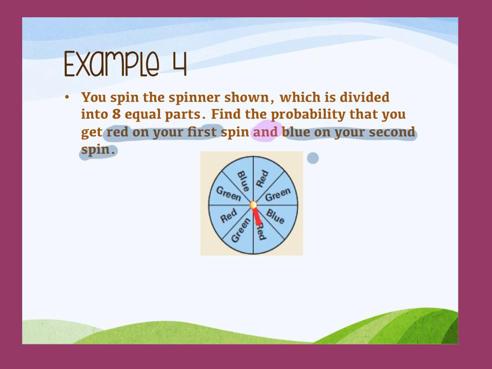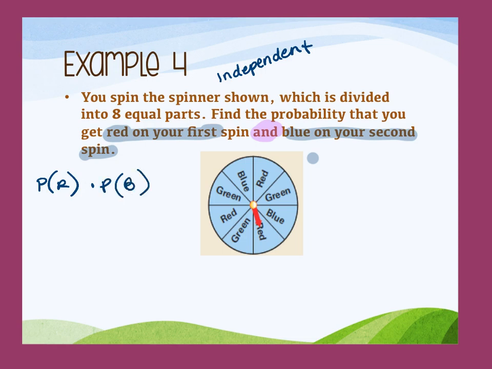The question is, are these independent or dependent? So if I spin the spinner and I get something the first time and I go to spin it a second time, is my sample space changed? No, which means these are independent. So I want the probability that you get red times the probability you get blue.